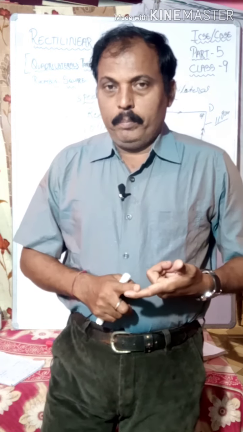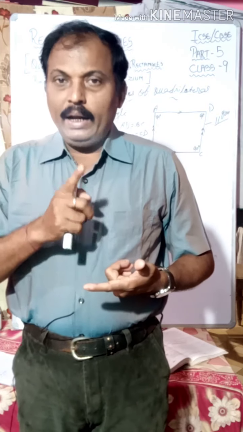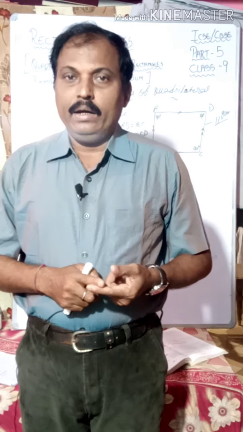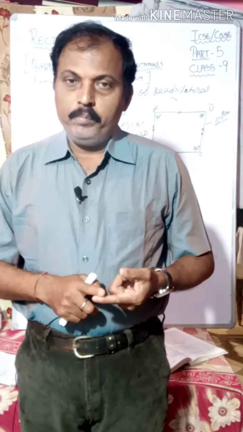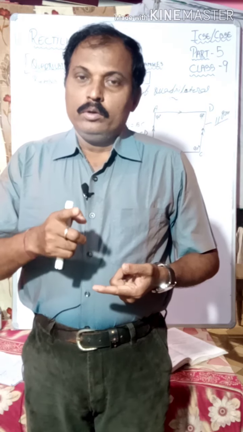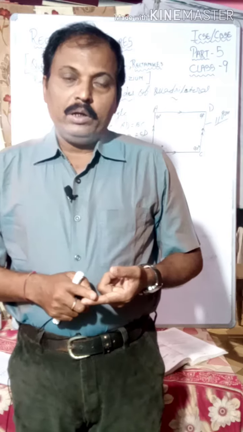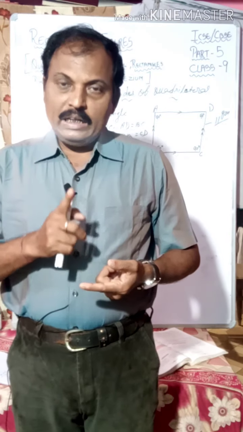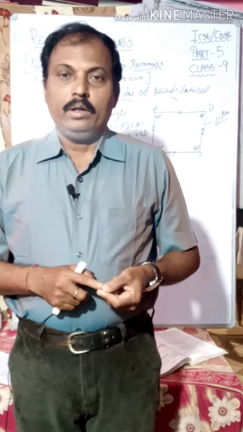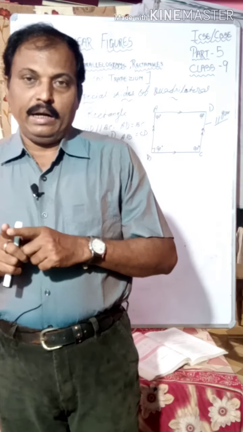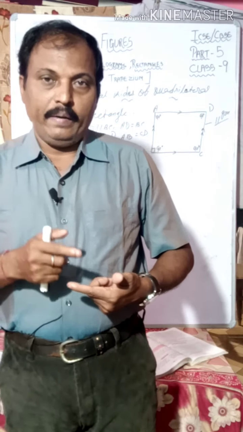In a parallelogram, if only one angle is 90 degrees, by the minimum definition, a rectangle is a parallelogram in which at least one angle is 90 degrees. Then that parallelogram is a rectangle. According to a quadrilateral, what is the definition of a rectangle?